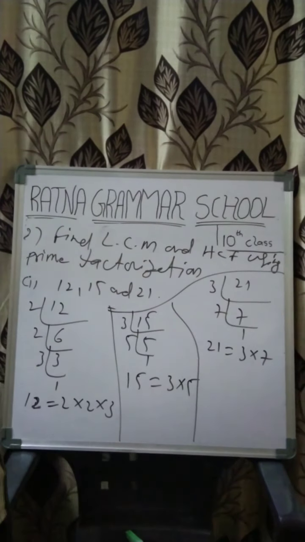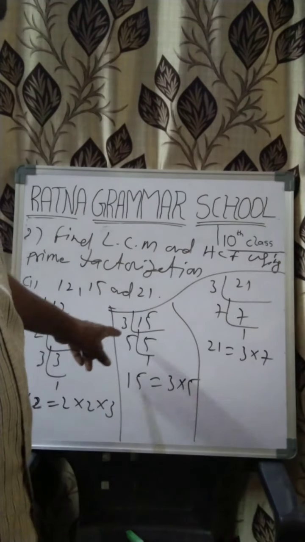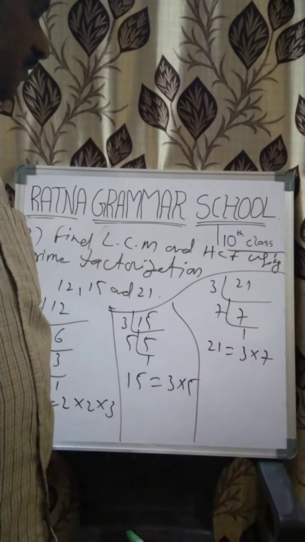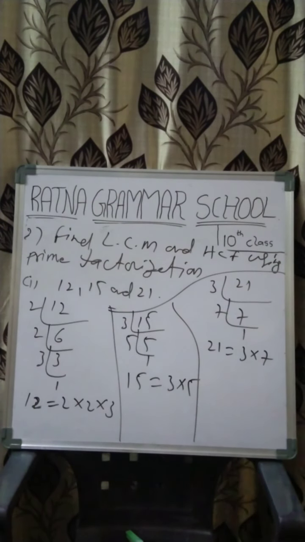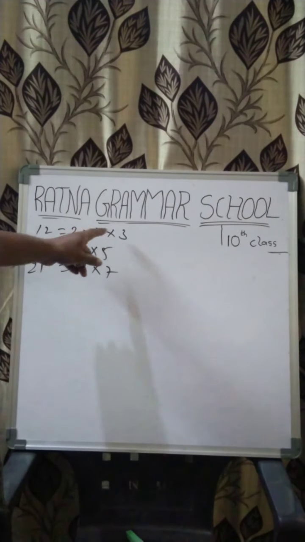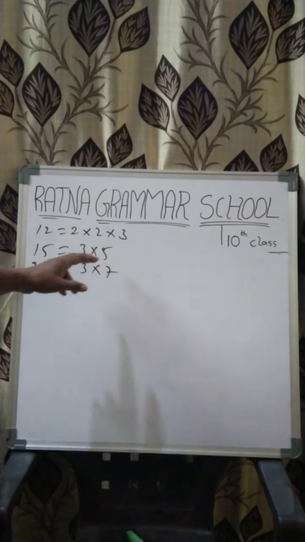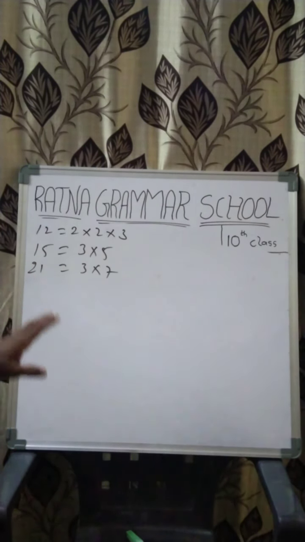So the prime product of 12 is 2 into 2 into 3. The prime product of 15 is 3 into 5. The prime product of 21 is 3 into 7. Now we can find the LCM and HCF. So 12 is 2 into 2 into 3, 15 is 3 into 5, 21 is 3 into 7. This is the prime product of 12, 15 and 21.